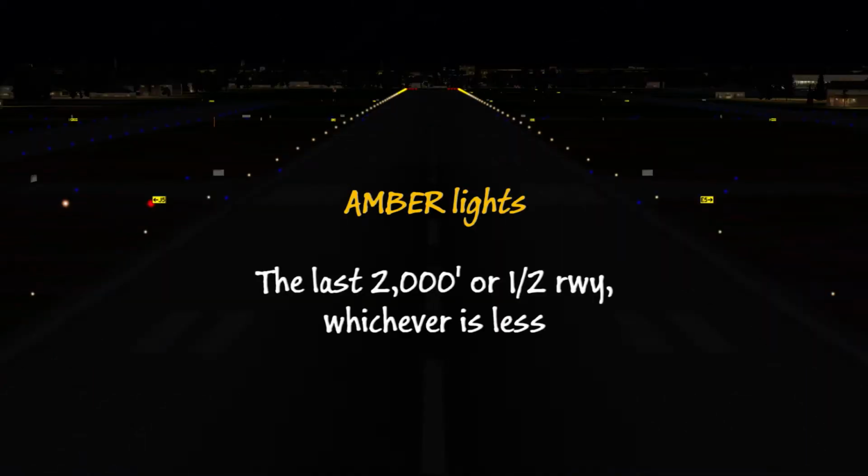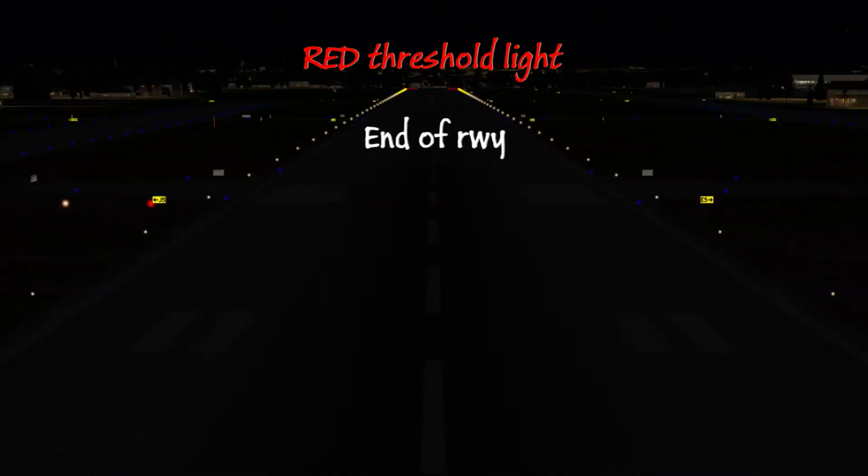At night, the runway edge lights illuminate white, except for the last 2,000 feet or half the runway, whichever is less, and then they turn to amber. There is also a red light going across the end of the runway.